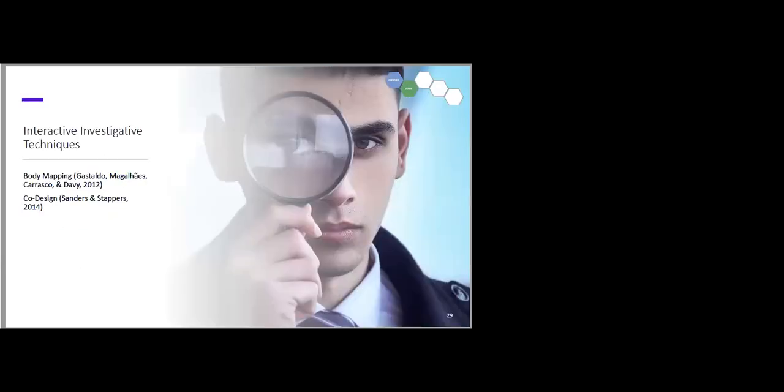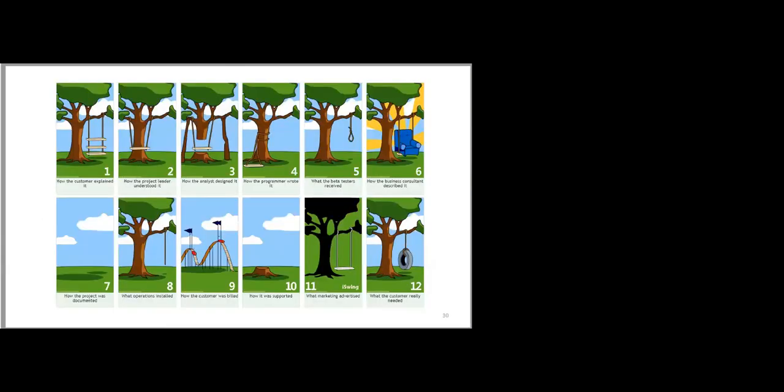The next one is interactive investigative techniques. So this may not be as applicable to as many scenarios, but it's an interesting way to get insight about your users. So body mapping and co-design. And I'll just jump into the next slide to continue. I'm gonna go real fast.